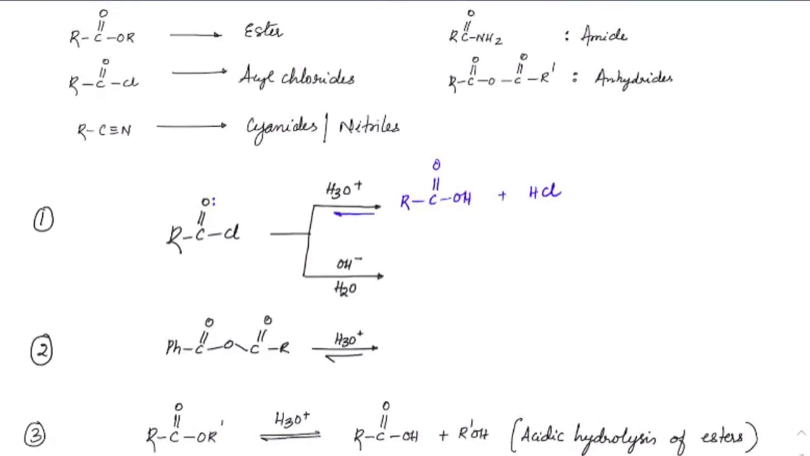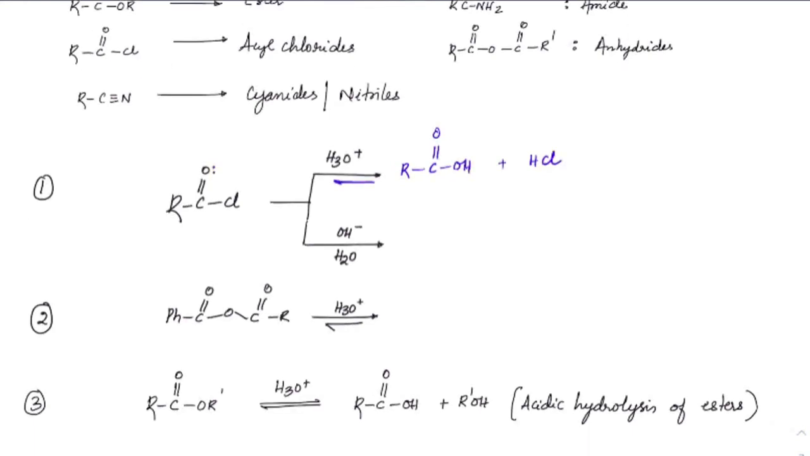But with OH in basic medium, it would form R C double bond O, O minus, and Cl minus will come out. So in this case, we won't see the reaction happen again. So this is the irreversible reaction. This is irreversible. This is reversible. Okay, I hope that point is clear.